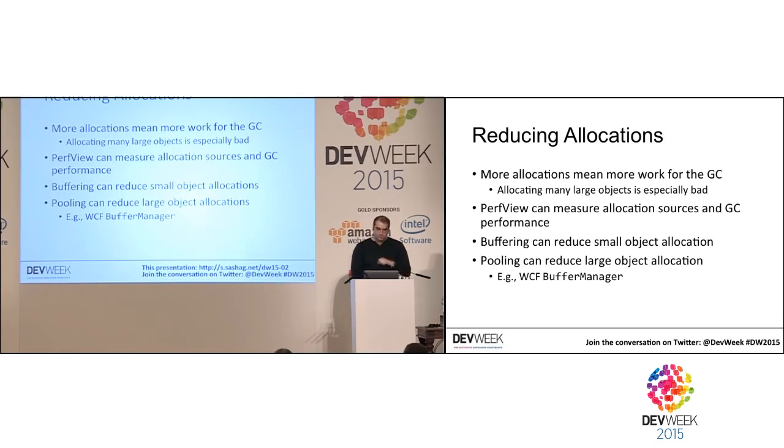And one such tool is PerfView. It's a fairly new tool. It's been around for a couple of years or so, maybe 3. And it can measure allocation sources accurately. It can tell you where exactly you're allocating memory, which types you're allocating, and how much pressure this is putting on the GC.